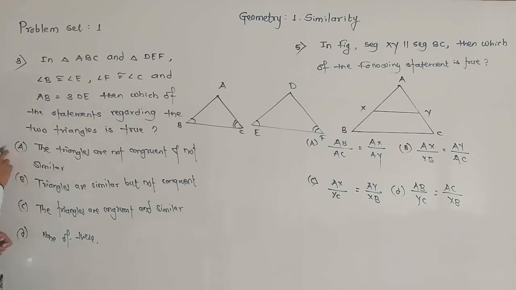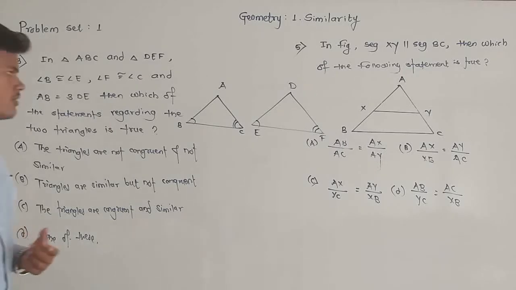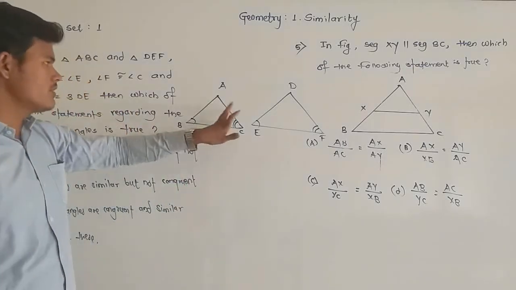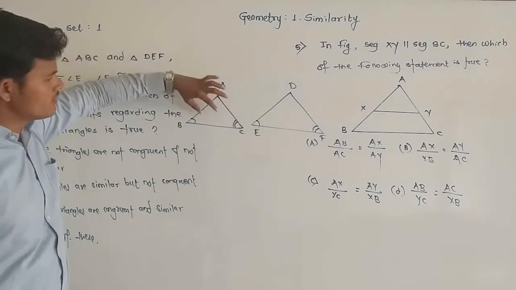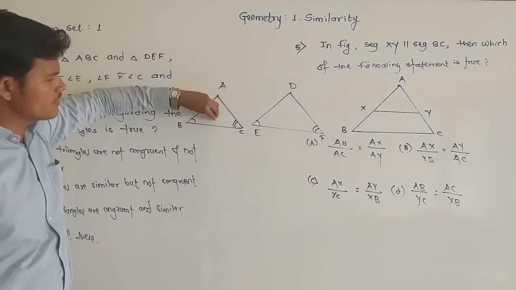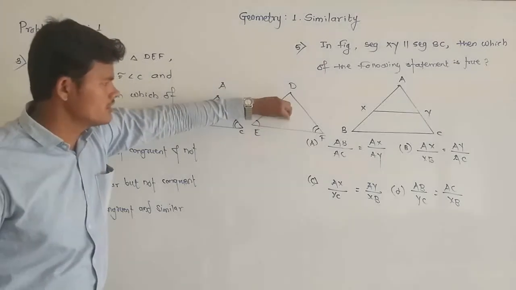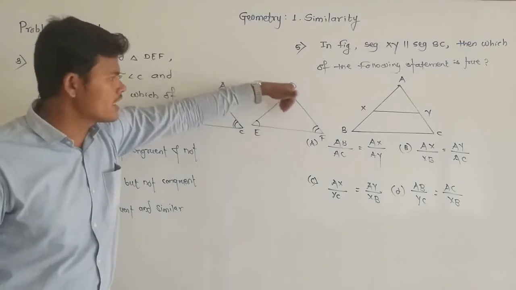Okay. So the first option is triangles are not congruent and not similar. Option B is triangles are similar but not congruent. Option C is the triangles are congruent and similar, and option D is none of the above. Okay. So from the figure, we know that two angles of the first triangle are congruent to the two angles of the corresponding other triangle.